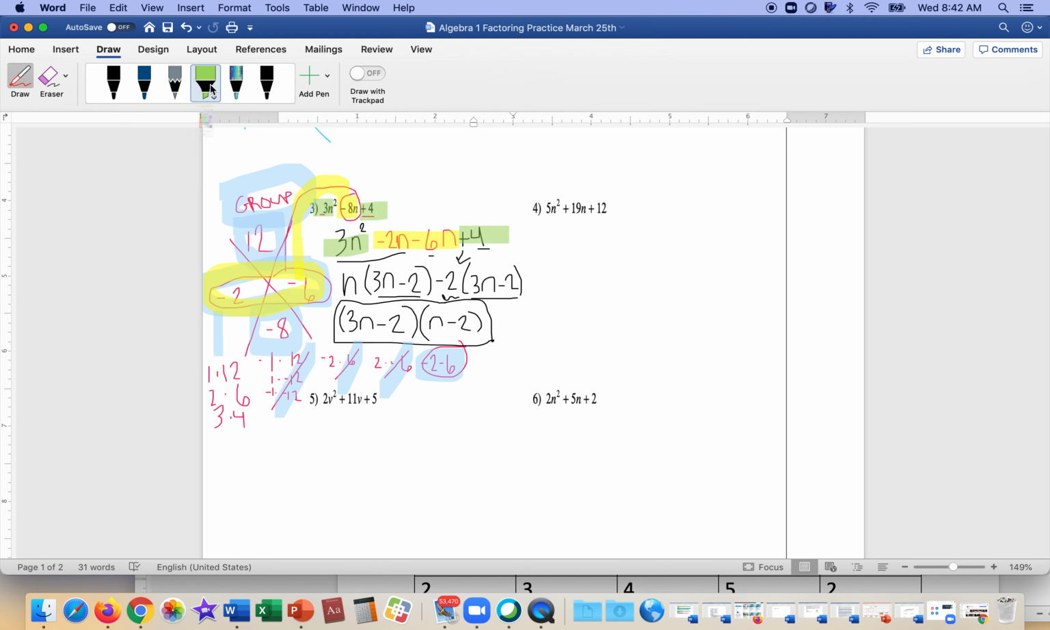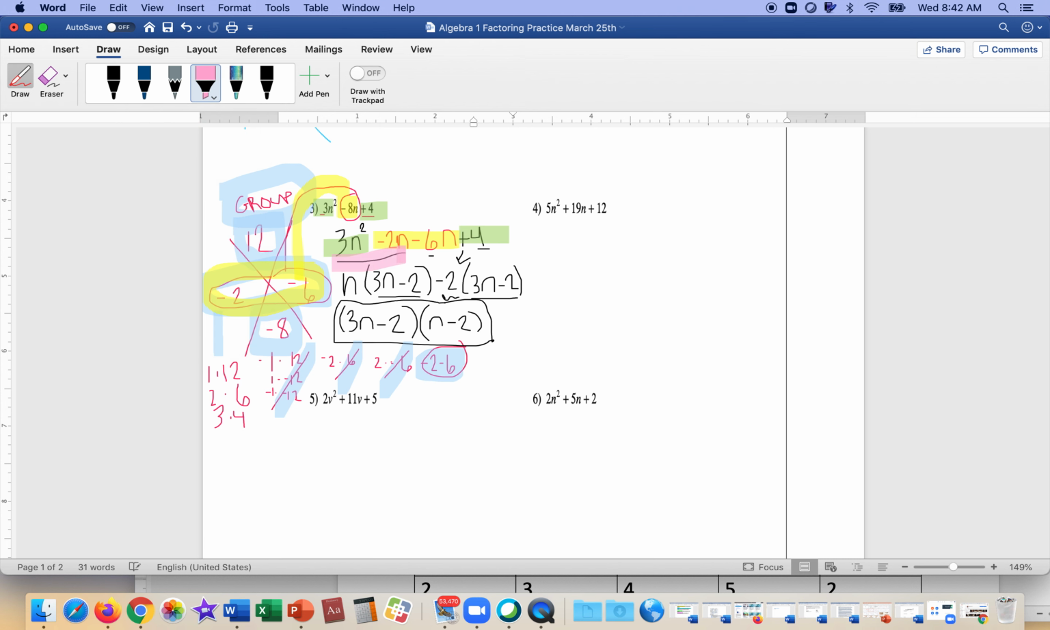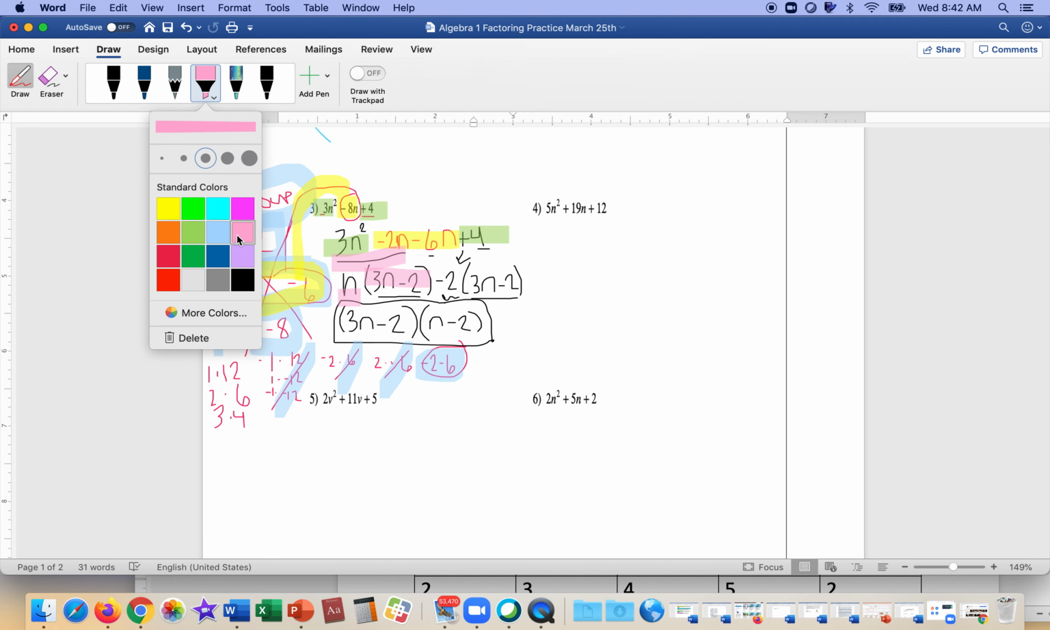And then factor by grouping, you see what the left pair have in common. So the left pair, 3n squared minus 2n, have an n that you can factor out. And then you write what's left. So then we have 3n minus 2 left. Then the other pair, the right pair. Okay, so you say they have a 2 in common that we can factor out.